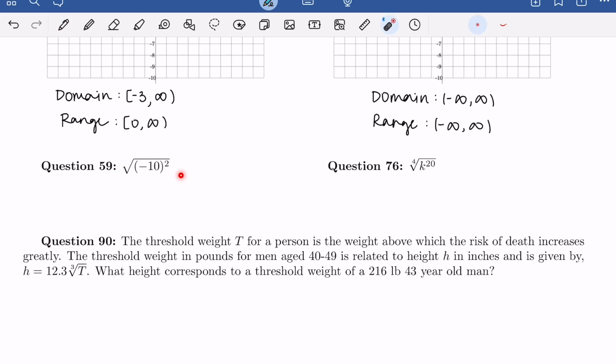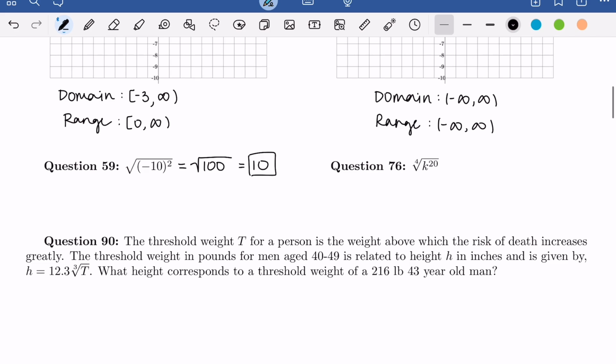For question 59, we just want to evaluate this. Now there's two different ways we could go about this. We could evaluate what's under the radical first. If we did that, we would get -10 squared, which is 100. So then we're going to take the square root of 100, which is just equal to 10. So this is our final answer here. Another way to think about this is that the radical here and the square root essentially undo each other if we're thinking of this in terms of exponents here.